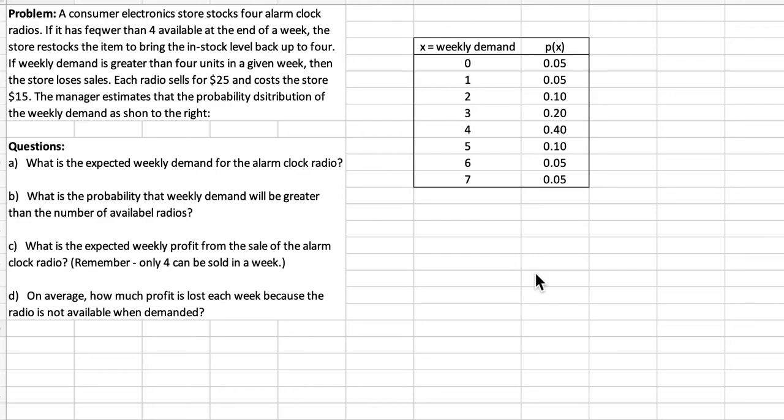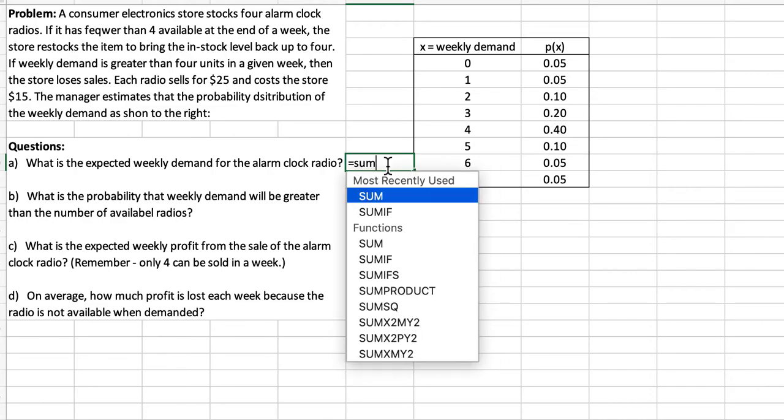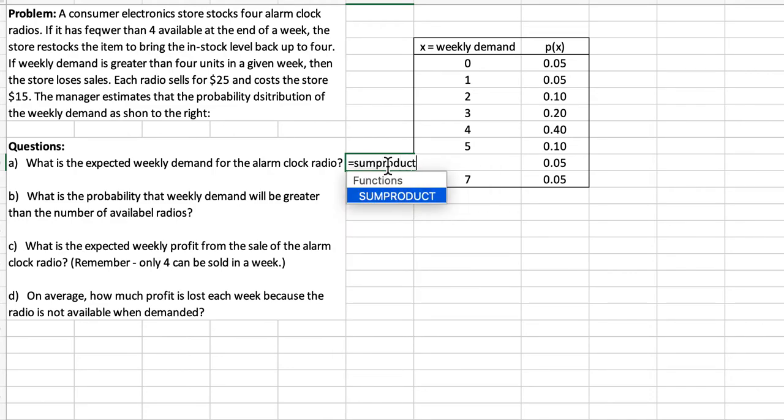Getting right to it, the first thing we want to know is what is the expected weekly demand for the alarm clock radio? Well, that, remember, is the sum of x times p of x. Here we have our x's and our p of x's. A really nifty function that we can use, and I'm going to put the answer right here, is called SUMPRODUCT. If you feed it 2 columns, it will multiply the 2 columns together cell by cell and then give you the sum. And that is exactly what the mean is.